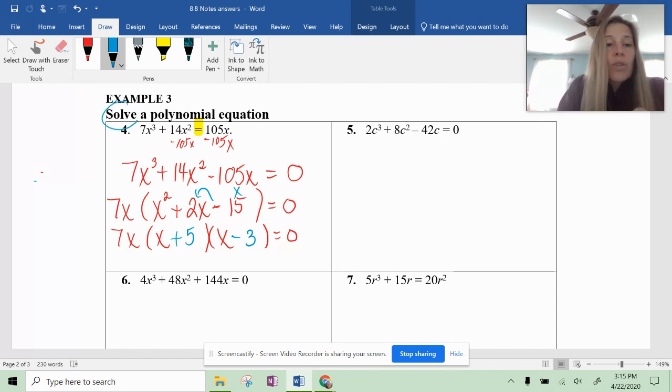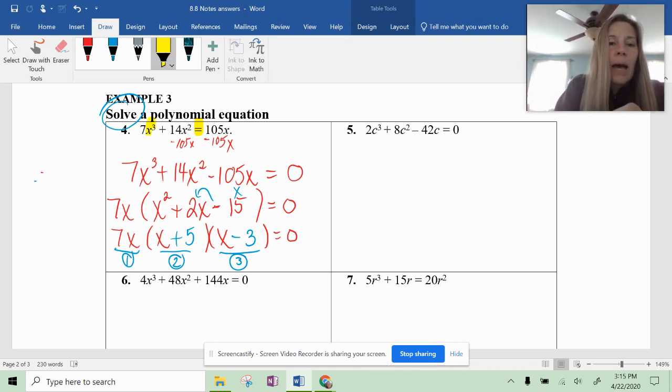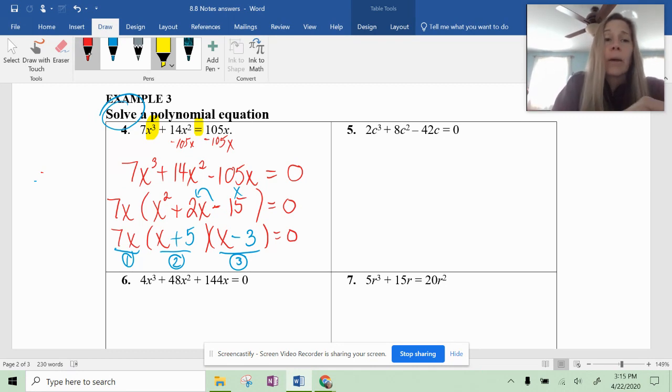Now, because we're solving here, every factor that has a variable needs to be set equal to 0 and then solved. So for this one, we actually have 1, 2, 3 factors that we need to set equal to 0 and solve. And that makes sense because the highest exponent in our problem was a cube, x to the third. So usually that's how many solutions you're going to have. Not always, there are exceptions, but generally speaking.